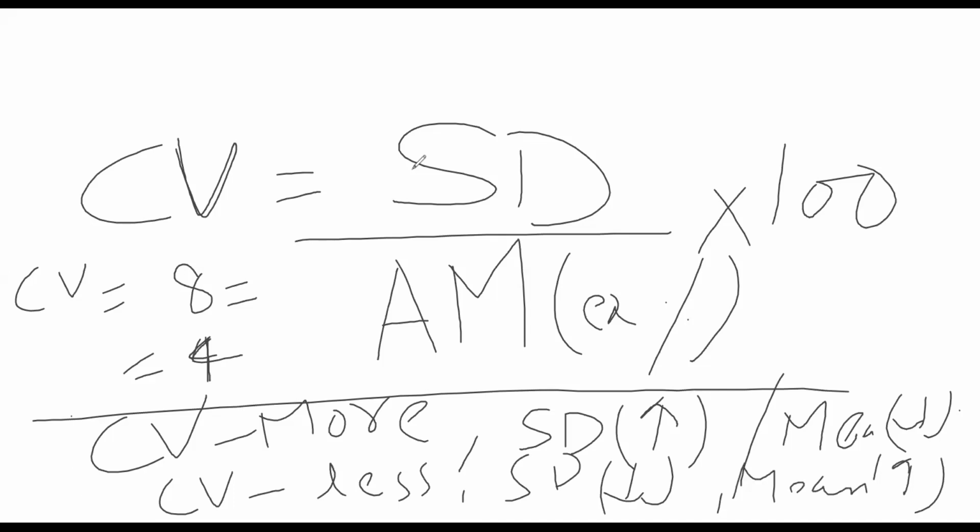As coefficient of variation is directly proportional to standard deviation, the more the standard deviation, the more scattered our data is, so our data is not of good quality. So we should have a lesser coefficient of variation. You should learn this formula. Coefficient of variation depends upon standard deviation and arithmetic mean, and both of these are parametric values, so coefficient of variation would also be a parametric test.